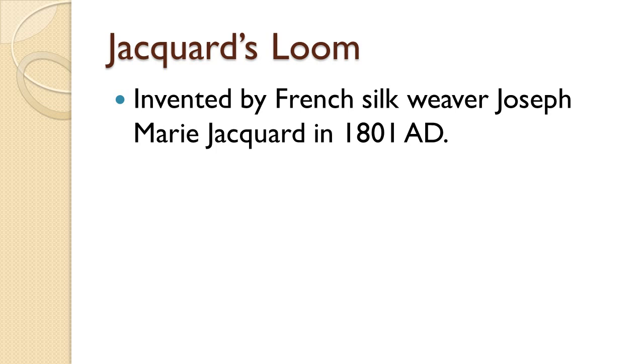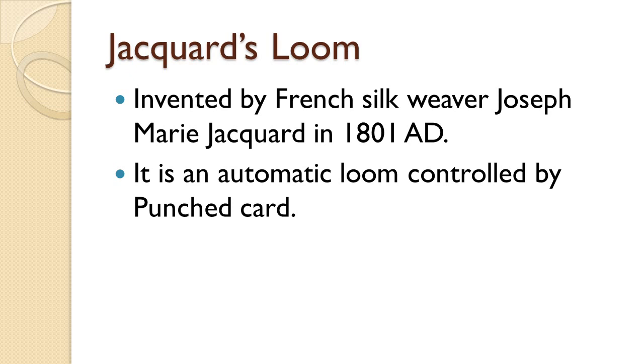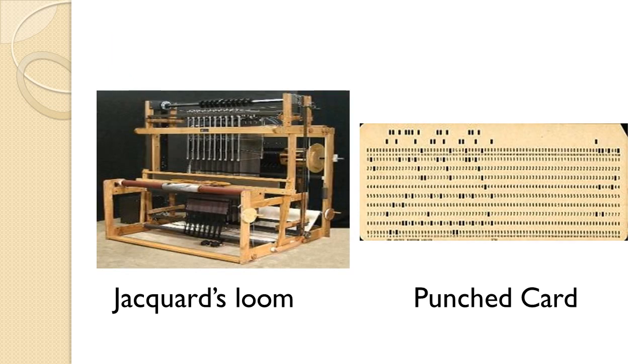Our next device is Jacquard's Loom, invented by the French silk weaver Joseph Marie Jacquard in 1801 AD. It is an automatic loom controlled by punch cards. As you can see in the diagram, on the left side there is a Jacquard loom and on the right side the punch card. The punch card consists of different holes. Some of the holes were blocked to pass the data to the machine.